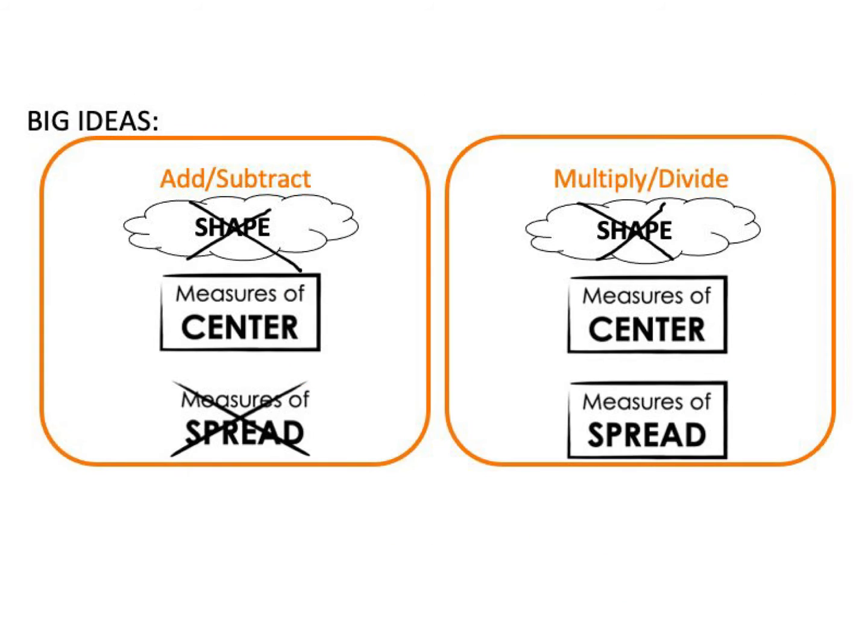So let's consider the big picture. What is this showing us? Well, if we add or subtract a value to each individual value, or if we multiply or divide, our shape is not going to change. So I've crossed out the shape here.